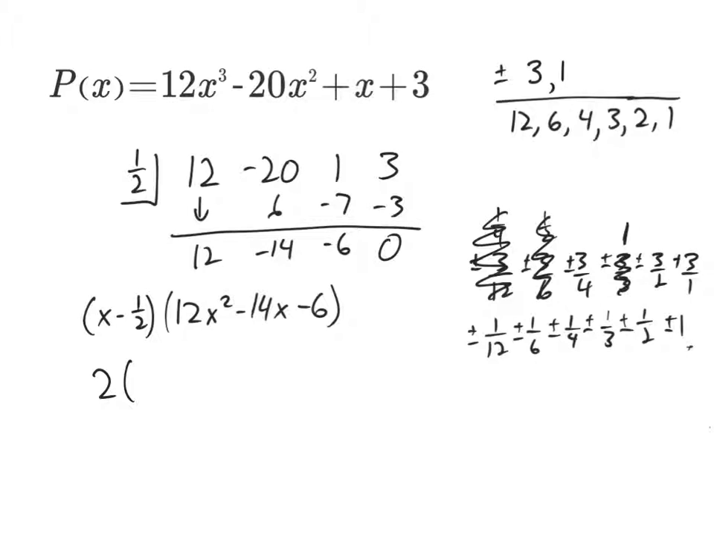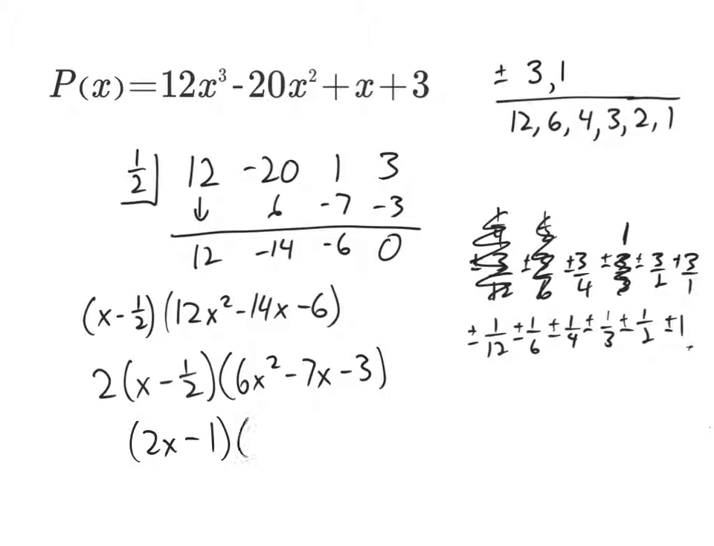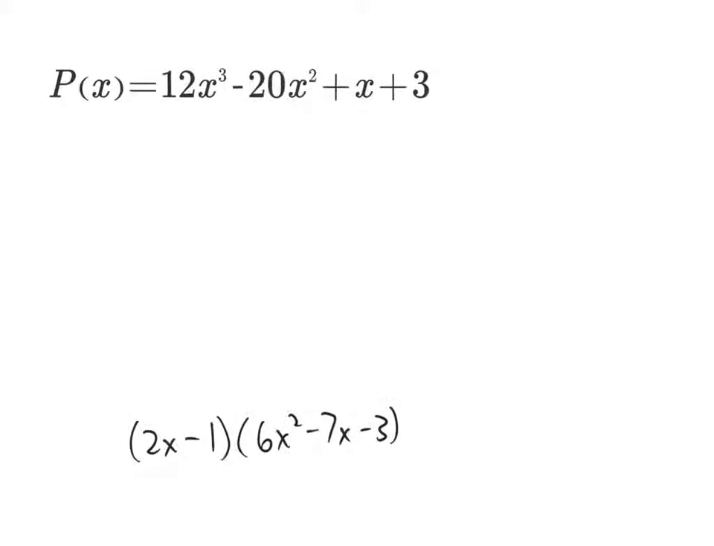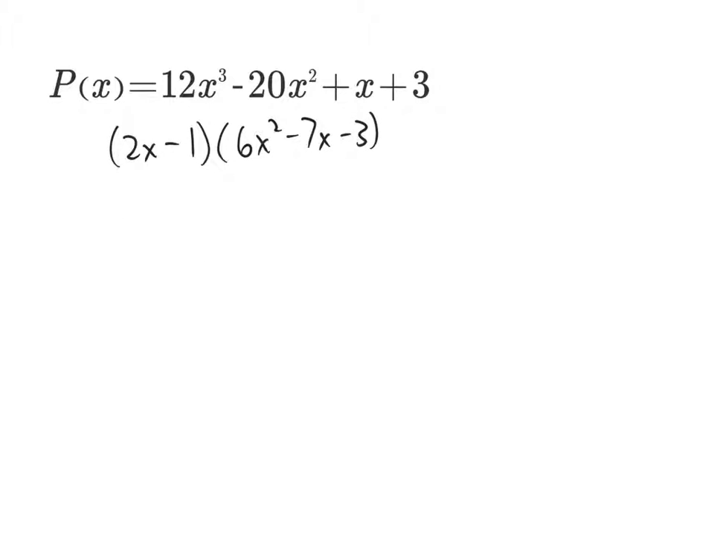So if I factor out a 2, I end up getting 6x squared minus 7x minus 3. And then I'm going to distribute this 2 back into here, which then gives me 2x minus 1, which got rid of the fraction. 6x squared minus 7x minus 3. So I'm going to move this up now.